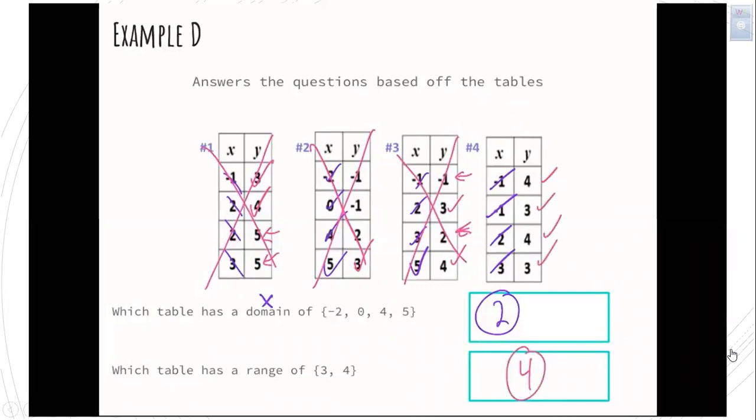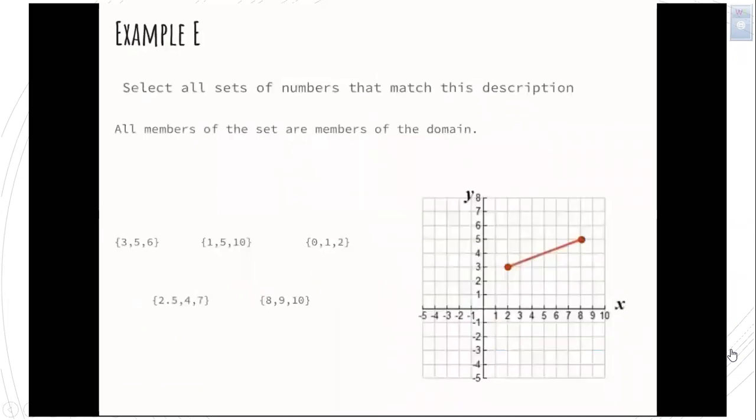Now let's take a look at the last example. So this time it's kind of a select all, and they've given us select all the numbers that match this description, all the numbers in the set of the domain. So again, since we're talking about domain, we're going to be looking for x values. So our first one has 3, 5, and 6. So looking at my number line, does that fit in our domain? So I've got a point at 3, a point at 5, and a point at 6. So all of those points fall within the line, so that is a correct answer. Looking at my next one, I've got 1, 5, and 10.